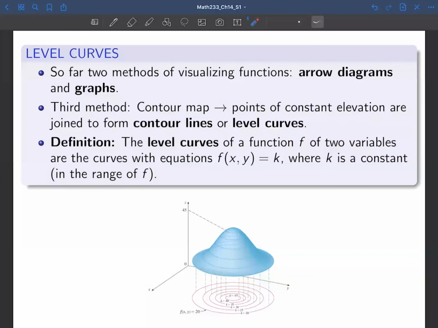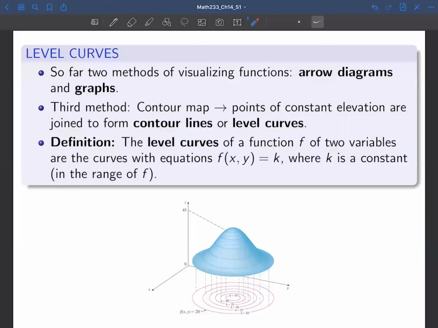In this video, we'll talk about level curves of two variable functions. So far, we know that we have two methods to visualize functions, and these are the arrow diagram, where we have a set of values that the variables take, and then through the rule of a function, we assign those sets of values to the specific function. And then we also have the graphs, which is a simple way to visualize functions.